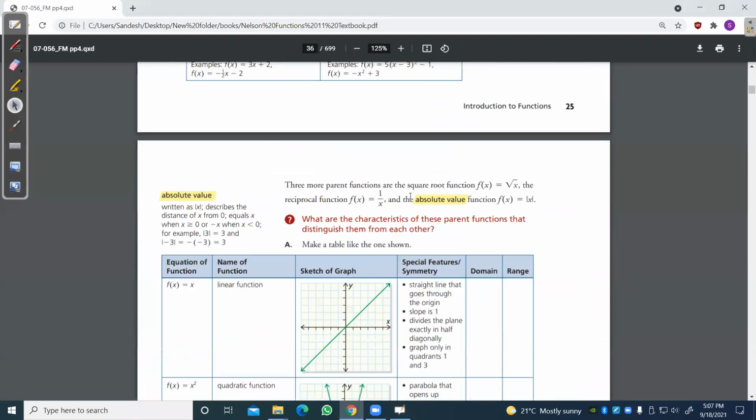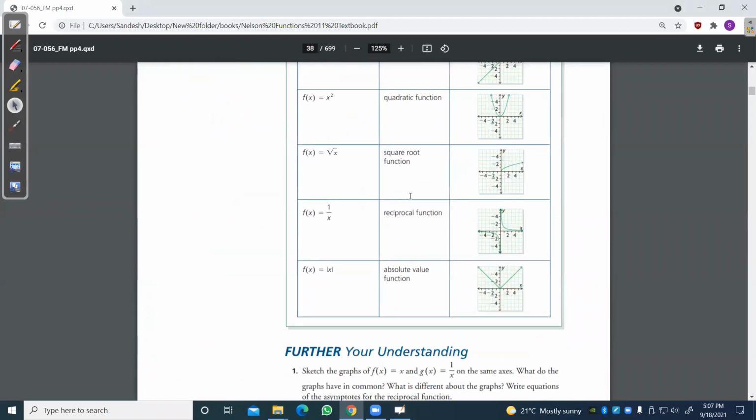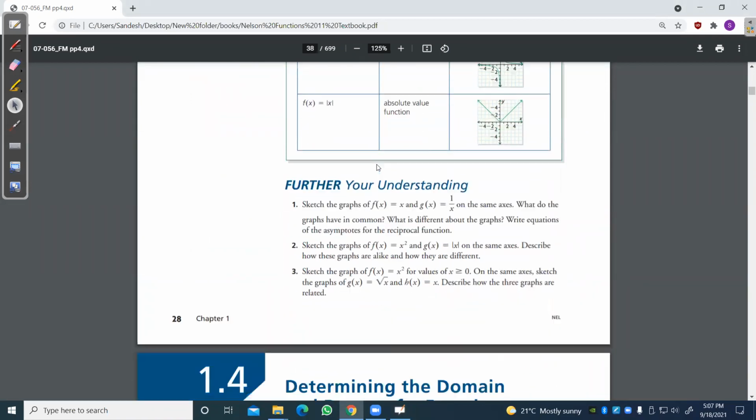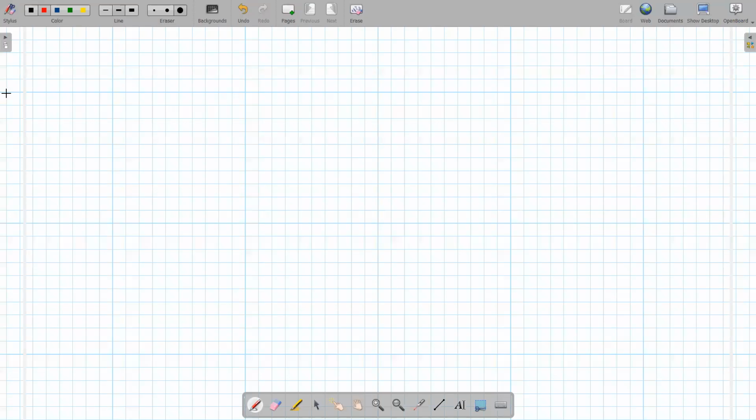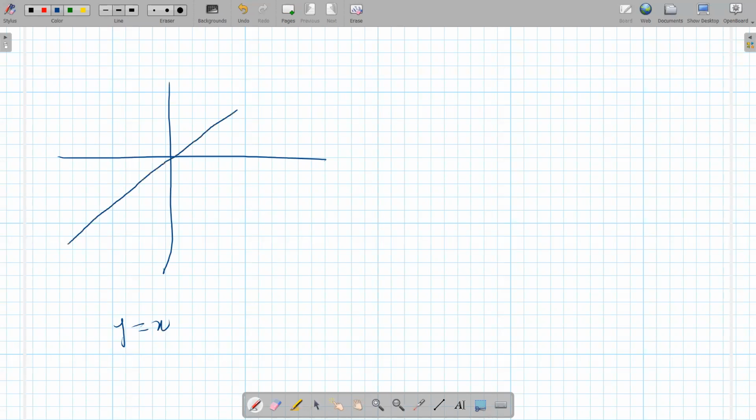Let's explore some parent functions. So how many have they given here? 5. So let's look at 5 of them. And we're just gonna briefly talk about their domain and range. So the first function is this linear function, y equals x. This is the parent function. The domain and range for both of these is x is a real number and y is a real number. It has no restrictions. It's going to go to infinity, both on the left and down and up and right.